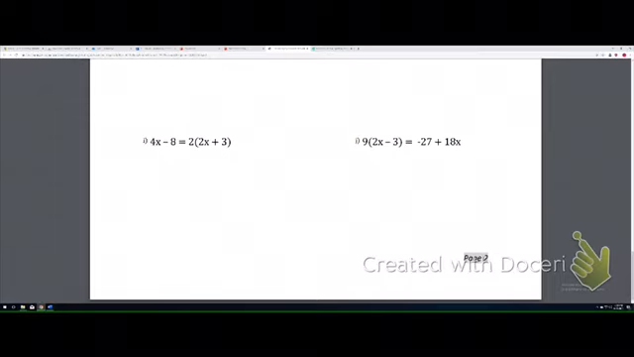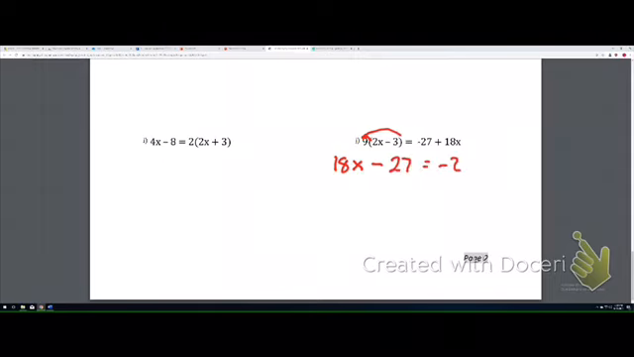And our last problem is going to be example J. So again, starting from the beginning, we're going to distribute. So we have our 9 that we need to distribute on this side. So we're going to have 9 times 2x, which is going to be 18x. Then 9 times negative 3, which is going to give you negative 27. On this side, you have negative 27 plus 18x.